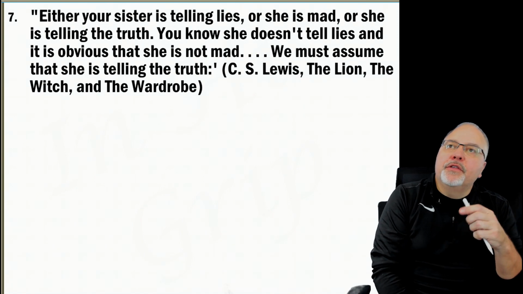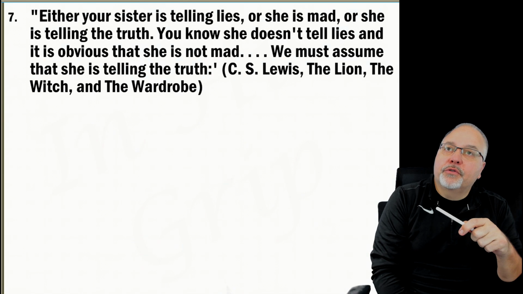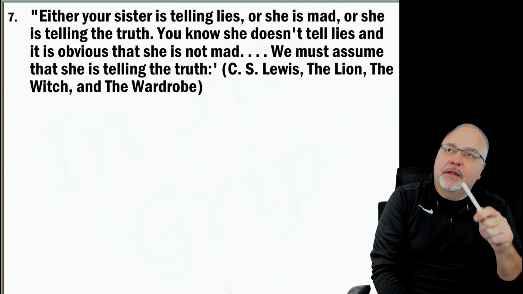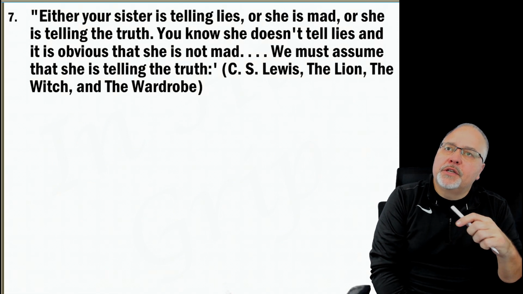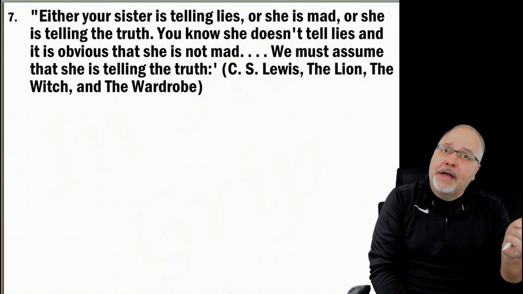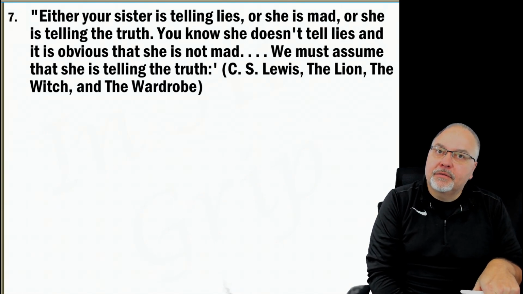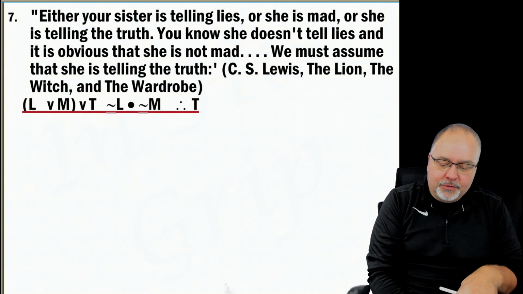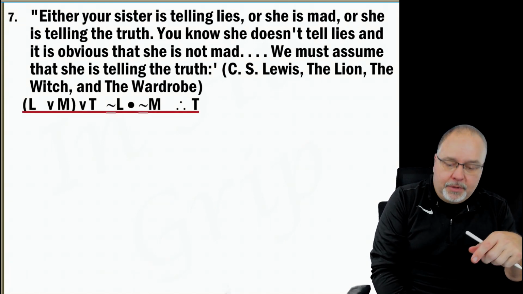Either your sister is telling lies or she is mad, or she is telling the truth. You know she doesn't tell lies, and it's obvious that she's not mad. We must assume that she is telling the truth. This is from The Lion, the Witch, and the Wardrobe. Valid or invalid. Okay? Translate it. Pause. Translate it. Here's what you should... And we're getting longer, right? We're taking more complex arguments.